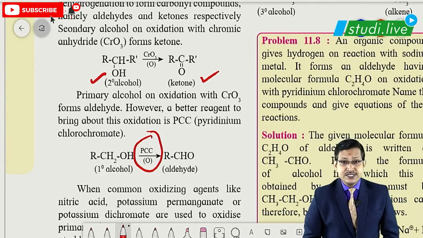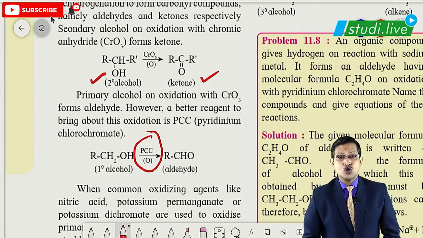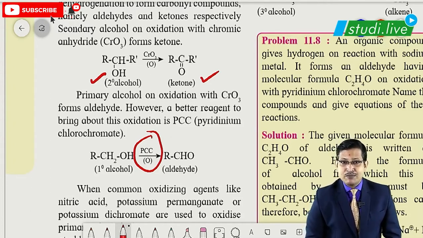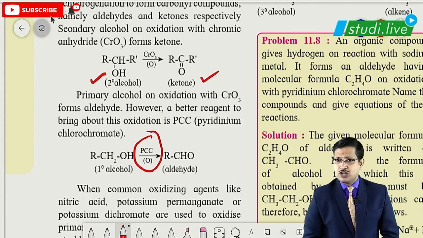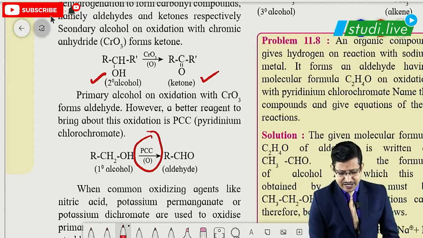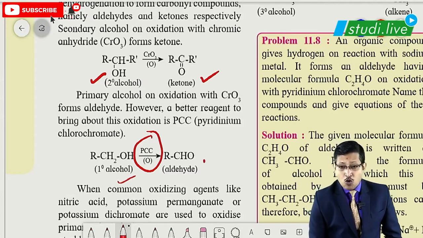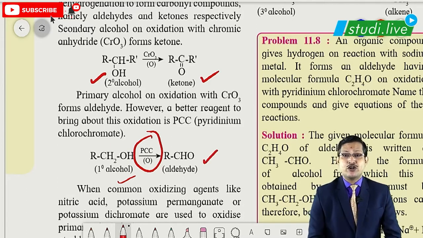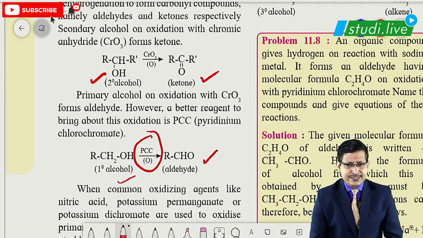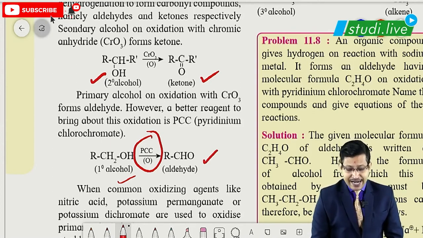Now what is PCC? Pyridinium chlorochromate. What is the significance? It brings about limited oxidation, or I can use the word partial oxidation. If I am starting from a primary alcohol, it will undergo partial oxidation to give only aldehydes, not beyond aldehydes. Then what is beyond aldehydes? Carboxylic acid. So it will not give you carboxylic acid, it will terminate the reaction at aldehydes.